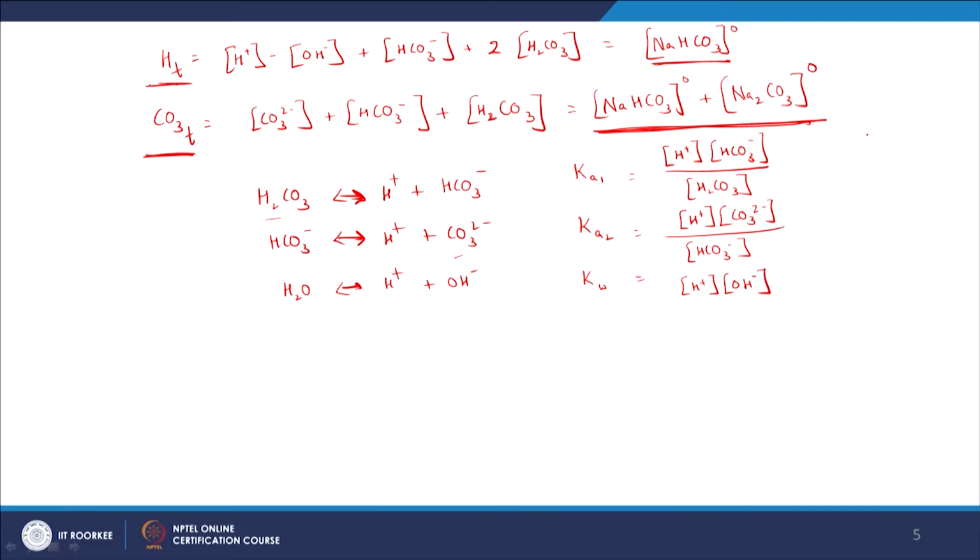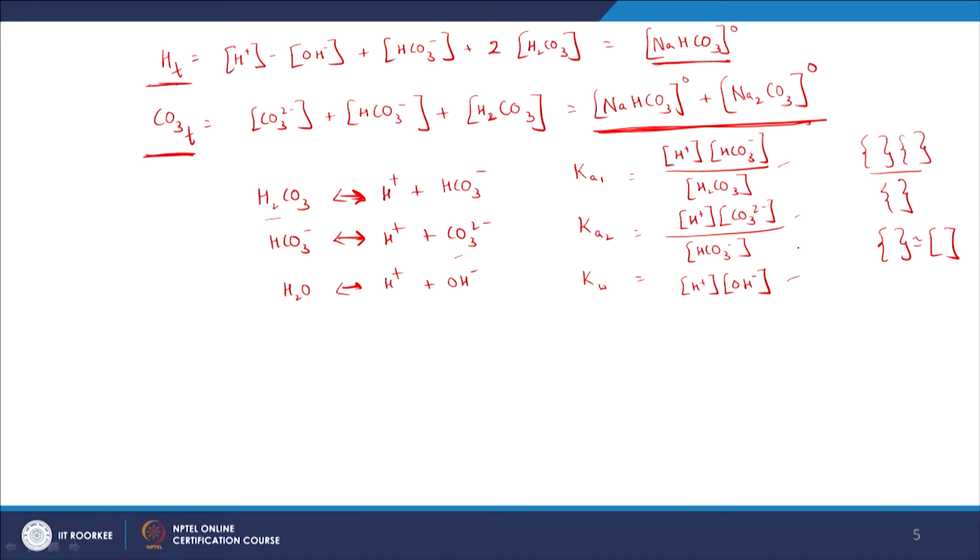So obviously all these need to be defined in terms of activities, right, but we are assuming that the ionic strength is relatively low, and thus we can approximate activities by the concentrations, right. So that's what we have here, and now we have 3 additional equations.